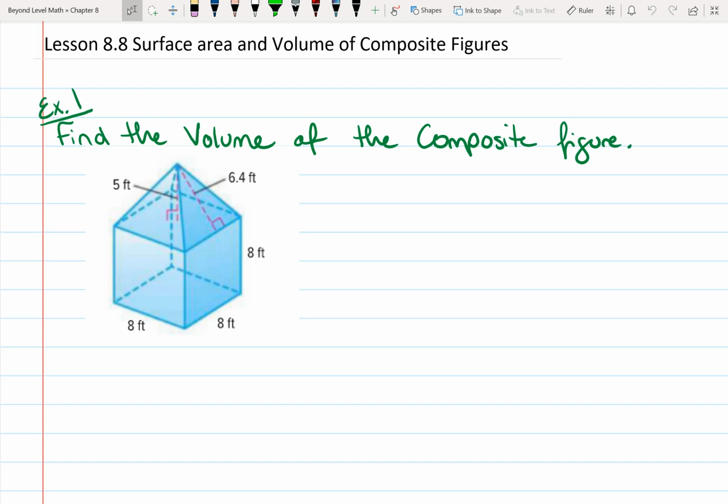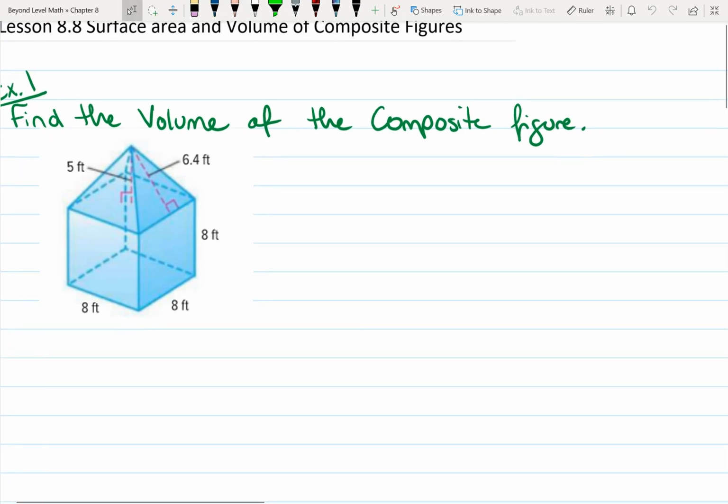So find the volume of a composite figure. Remember, the composite figure is just 2 figures stuck together. So volume, we're talking about the space that it takes up. So we are going to look at the volume of, I'm going to start with the, I'm going to call it a rectangular prism, but it's also a cube because it's 8 by 8 by 8. We're going to add the volume of the rectangular prism to the volume of the square pyramid.